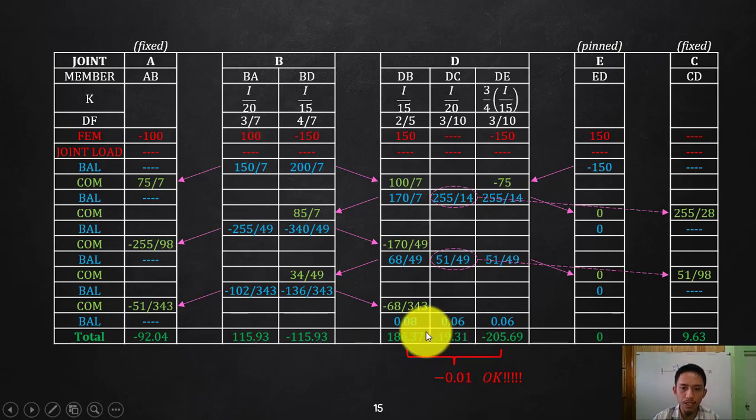We already checked that one, and you cannot proceed if these are not 0. If even 1 is not balanced, then you cannot proceed. You need to continue that one, or that means something's wrong with your solution. So that is how we will check. It's okay. There are values here since these are fixed supports.